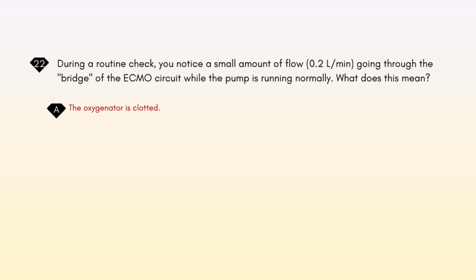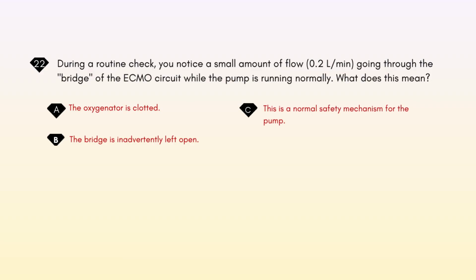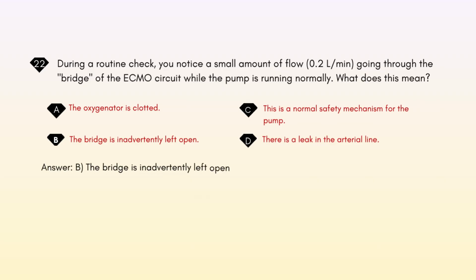A. The oxygenator is clotted. B. The bridge is inadvertently left open. C. This is a normal safety mechanism for the pump. D. There is a leak in the arterial line. Answer: B. The bridge is inadvertently left open.